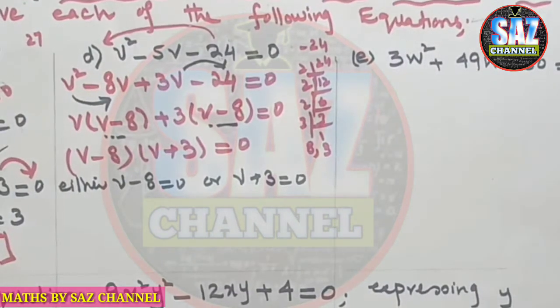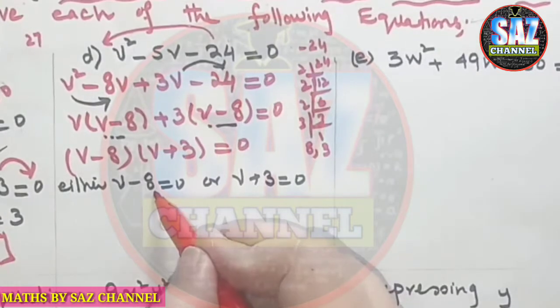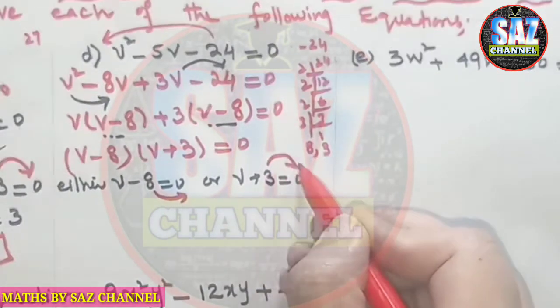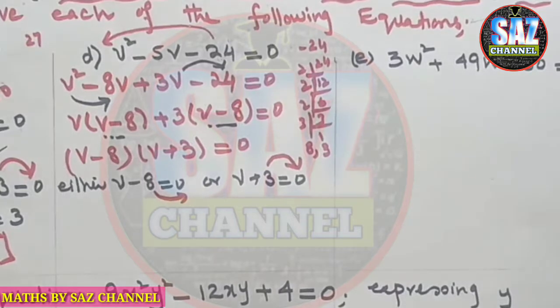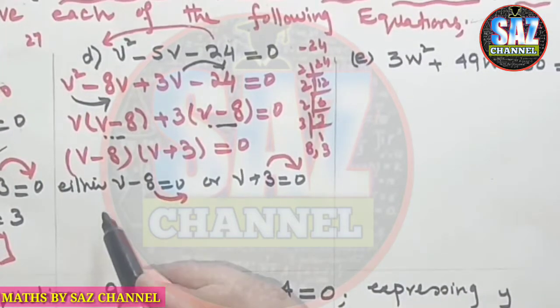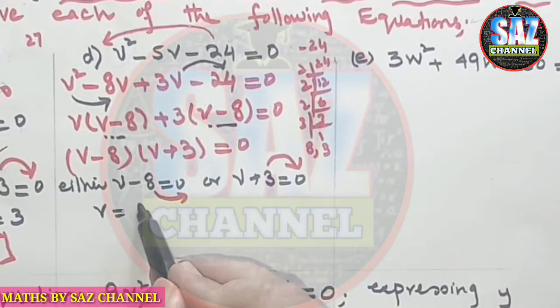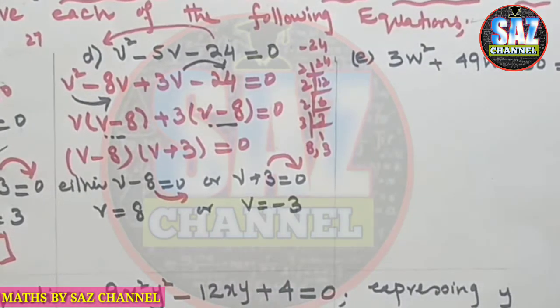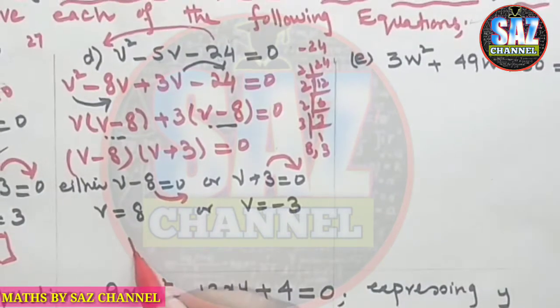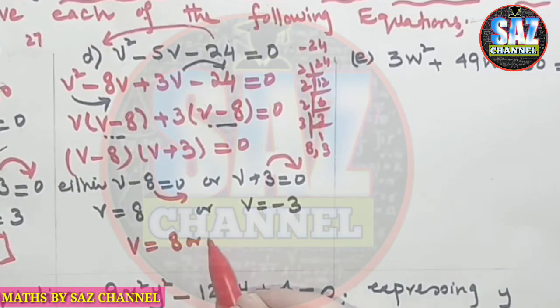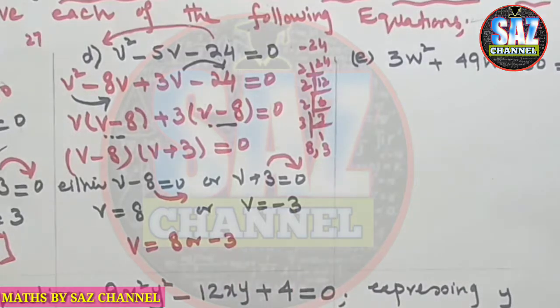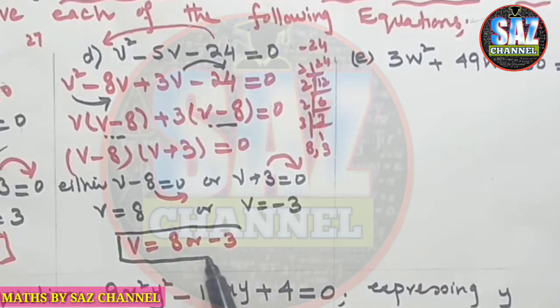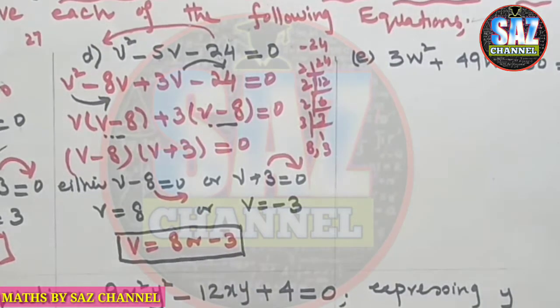In order to get the solution, I have to shift this constant to the other side by changing the sign. For this, the basic algebra should be strong, okay? Then v equals 8 or v equals minus 3. So the two solutions of this equation are v equals 8 or minus 3. These questions are really easy. I hope you can understand these questions easily. For these questions, I am repeatedly asking you to have good command of the method of hit and trial.